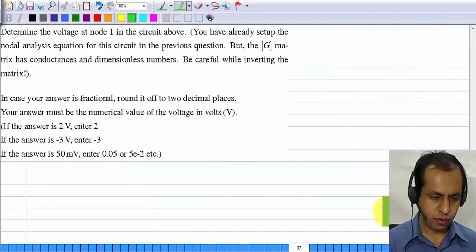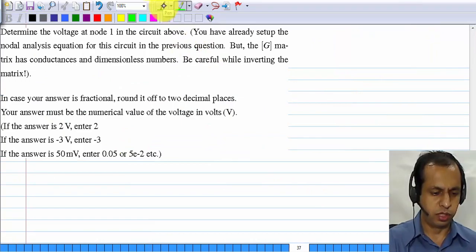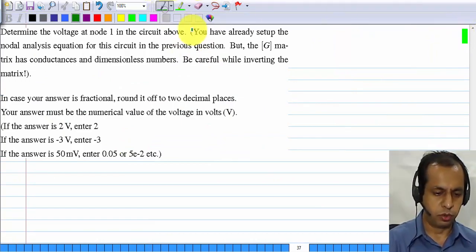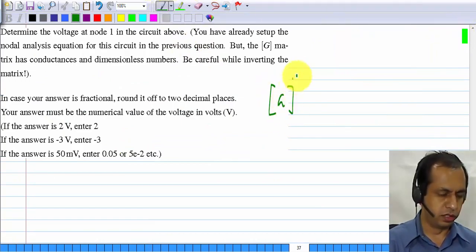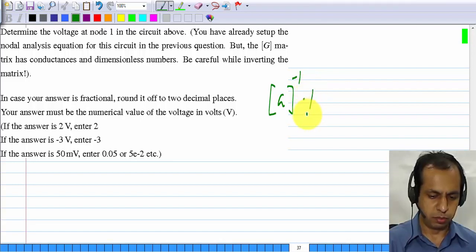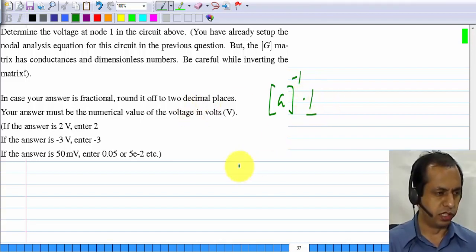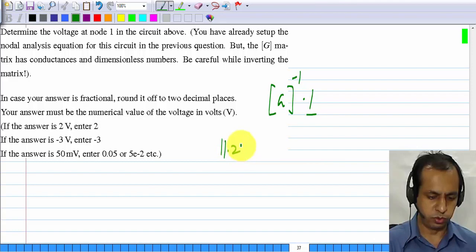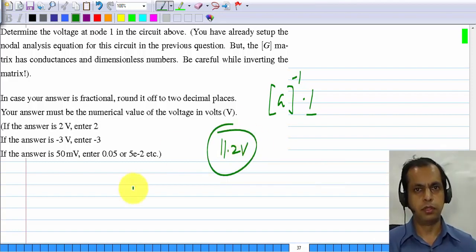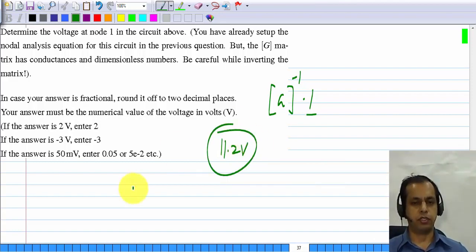Okay. The last question is to determine the voltage at node 1. So again, you invert the G matrix and multiply the source vector with it, and you will find that the voltage at node 1 is 11.2 volts. Okay. So that brings us to the end of fourth assignment.